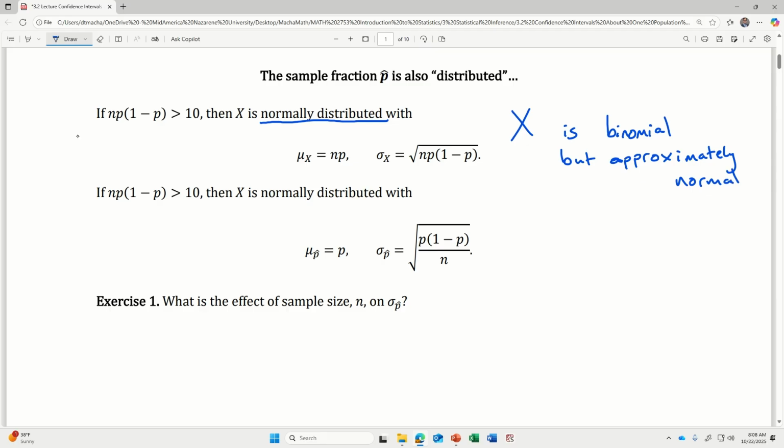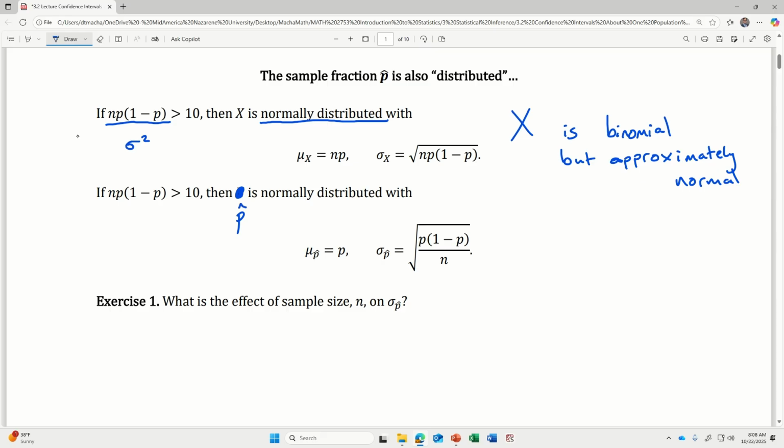So the way we calculate the variance for the binomial distribution is n times p times 1 minus p. That's the same thing as the variance. And if the variance is greater than 10, then we can also say that this variable is normally distributed because the normal distribution is an adequate approximation of this binomial process.